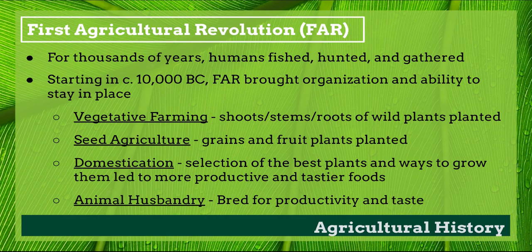So, how'd they do this? Well, they started to develop vegetative farming, taking the shoots and stems and roots of wild plants and planting them in one place purposely. They also got into seed agriculture using grains and fruit plants. And they got into using animals as well in their farming. So, domestication of animals, the selection of the best plants and ways to grow them. So, they figured out which was the easiest to grow. And that led to more productive and tastier foods.